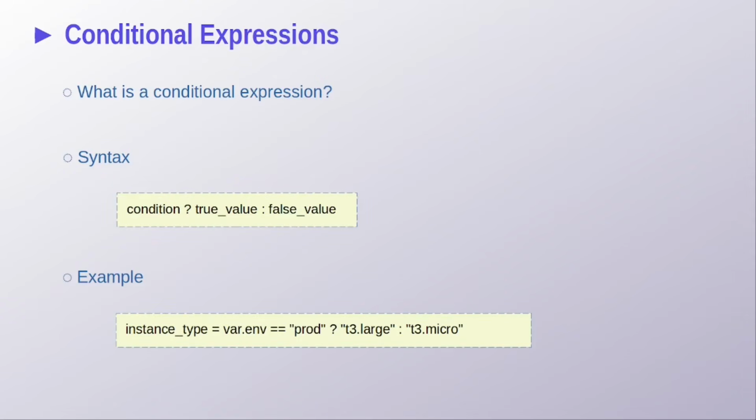Conditional expression. What is a conditional expression? Terraform supports inline if-else logic. Other environment, smaller instance. Same code, different behavior, no duplication. Why is this powerful? Because you avoid copy-paste. Logic stays in one place. Environments stay consistent. Terraform decides behavior before execution. It's decision making, not scripting.